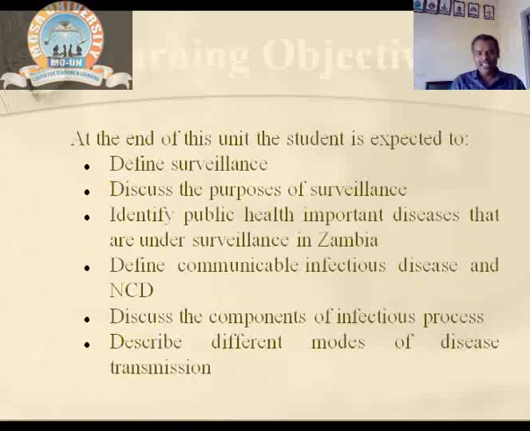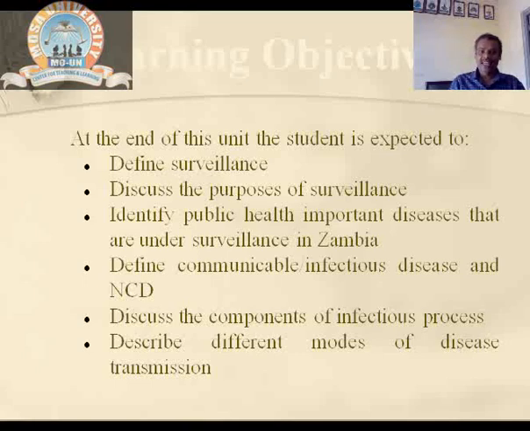For this particular class, after completing this session, I am expecting you to learn the following things. The learning objectives for this session: you should be able to define what is surveillance, then discuss the purpose of the surveillance, why we are doing the surveillance. Then you can identify the public health importance of diseases that are under the surveillance of Zambia, what kind of communicable and non-communicable disease are under surveillance in our country. Then you can define what is communicable disease and non-communicable disease. Then you can discuss the various components of infectious and non-infectious disease. Then you can also describe different modes of disease transmission.